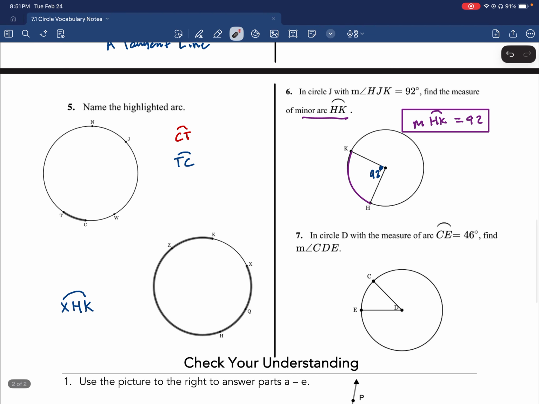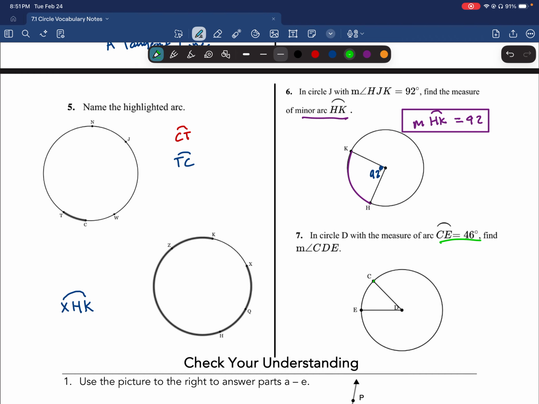And then question 7, I know that the arc CE is 46 degrees, so this arc right here is 46. And I need to find the measure of the angle CDE. So CDE, I need to find this. Well, this is a central angle because it uses the center of the circle. So I do know that the measure of angle CDE is also 46 degrees. Okay.